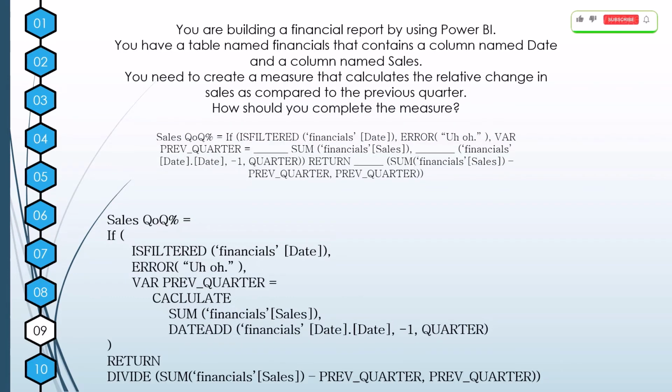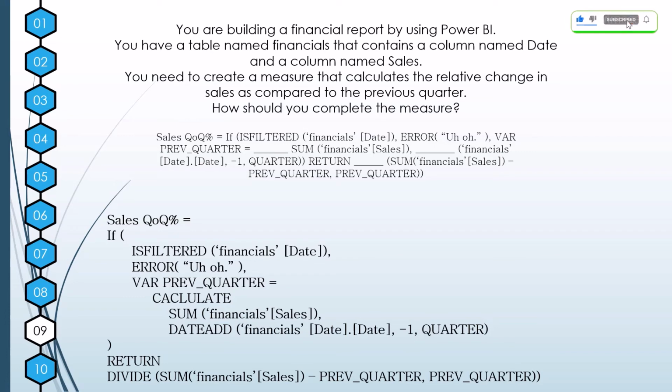You are building a financial report by using Power BI. You have a table named Financials that contains a column named Date and a column named Sales. You need to create a measure that calculates the relative change in sales as compared to the previous quarter. How should you complete the measure?